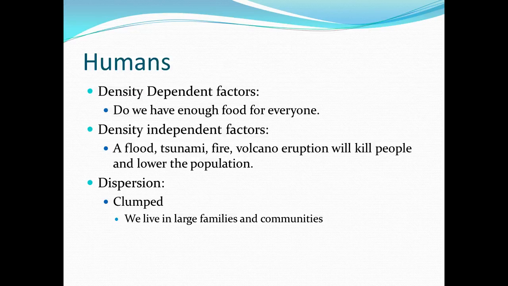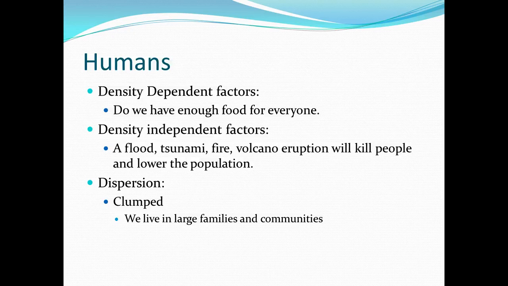Okay, here's an example of our own species. This is your way of kind of seeing what I'm talking about. So, density dependent factors. The question here is, do we have enough food for every single human being? If we don't, well, there's starvation. That's pretty easy to see. If you've ever read any of your history classes, you know that starvation happens around the world.